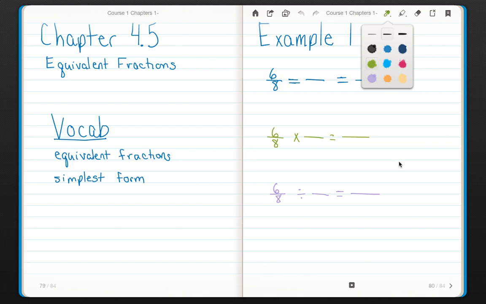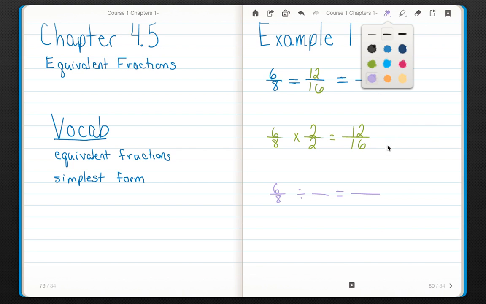So to find equivalent fractions, I have two options. The first option is that I can take any fraction and I can make an equivalent fraction by multiplying by the same number so that my denominator and my numerator are both larger. So I'm just going to go ahead and multiply by 2 halves. 6 times 2 is 12. 8 times 2 is 16. So 12/16 is an equivalent fraction of 6/8. They represent the same amount.